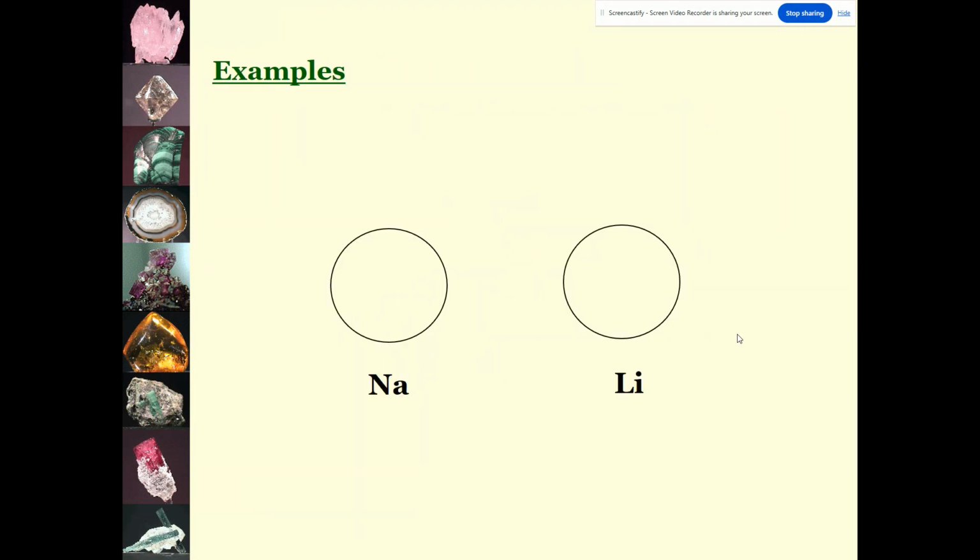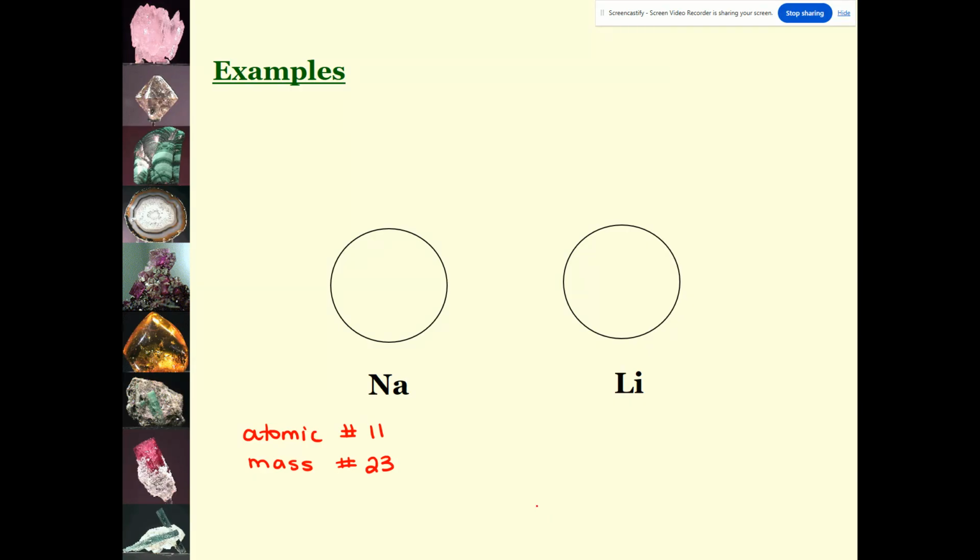So let's do some examples. Let's look at sodium and lithium. So when I'm doing these examples, I need to look up my atomic number and the mass number of my atom. I have sodium. We looked at sodium already, but a reminder that the atomic number is 11. Remember, the mass number is the rounded mass. So if I look it up, it's 22.99. That's going to round to 23.